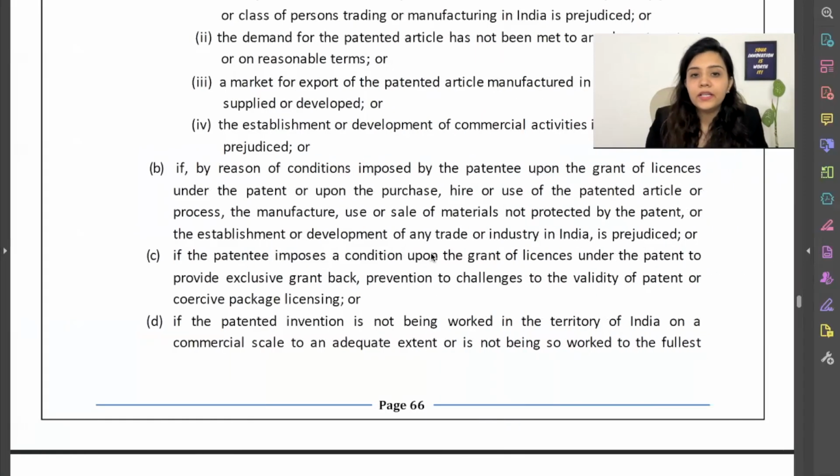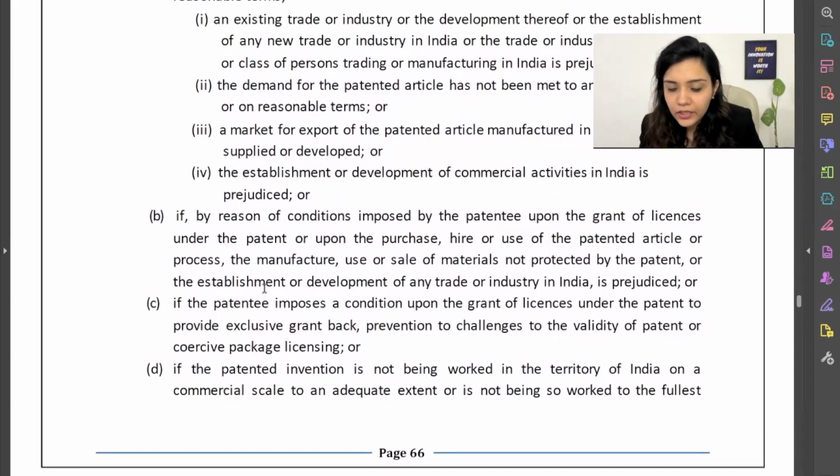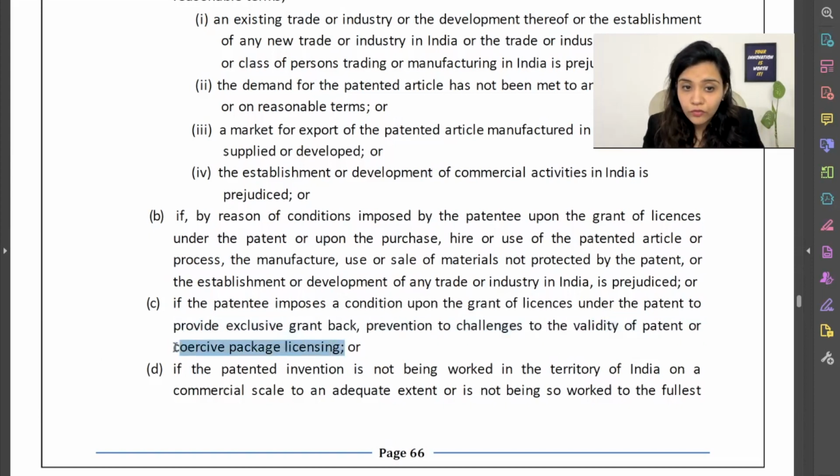So for example, the patentee is imposing extra conditions while licensing the product. So clause B and clause C fall under this category, and I'll give you some examples to explain this. For example, I am the patent holder, and a person XYZ comes to me for a license, a normal license, not a compulsory license. Whenever I am giving the license to person XYZ, I try to enforce extra conditions. Those conditions could be in the form of exclusive grant back license. Those conditions could be in the form of coercive package license. So what does this mean?